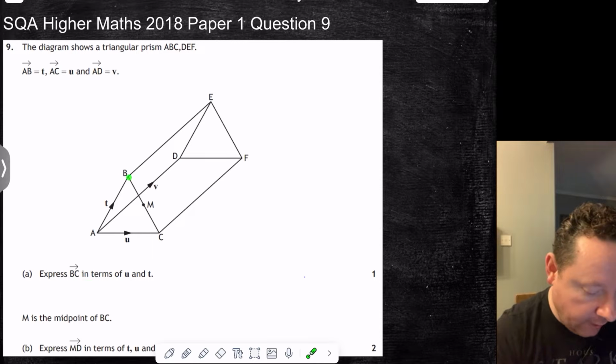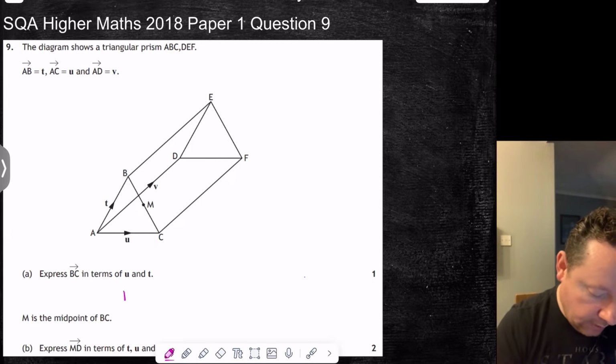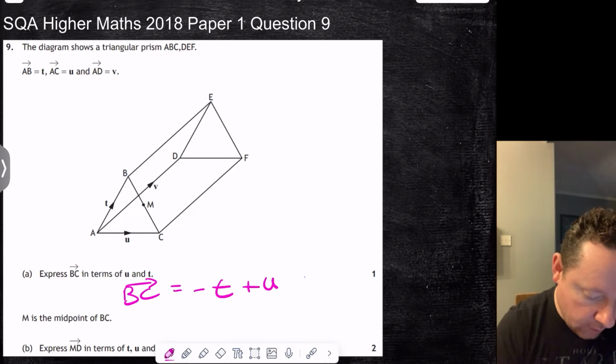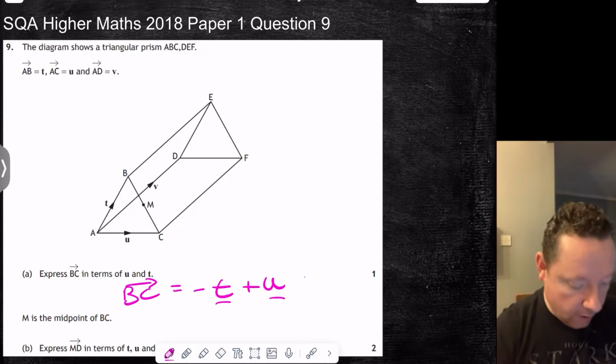So I want to get from B to C, so I can go down this route minus t, and then along here plus u. Job done. B to C equals minus t plus u. And we're done there. Let's do part B.